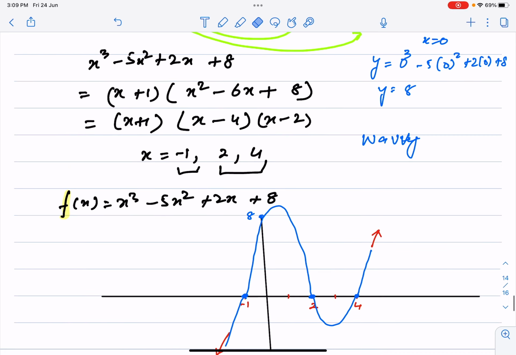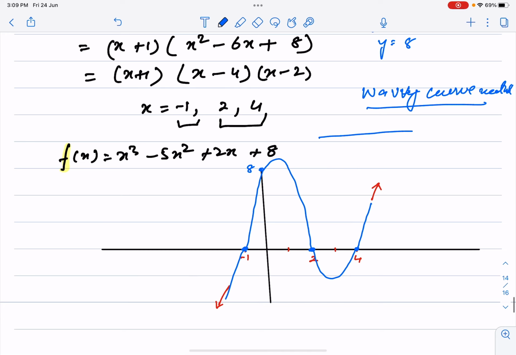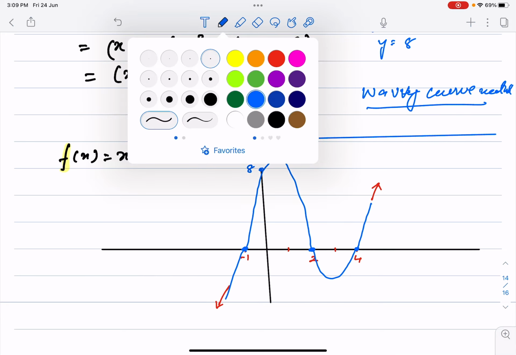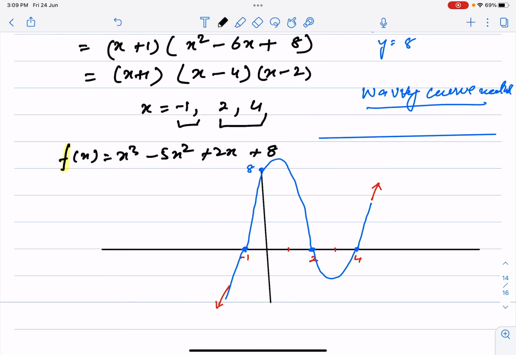Wavy curve method. Now see, make the number line and mark the roots on this. Now the roots are -1, 2 and 4.